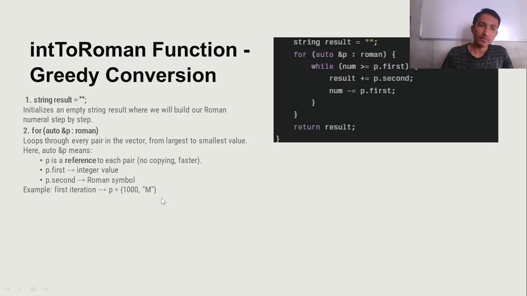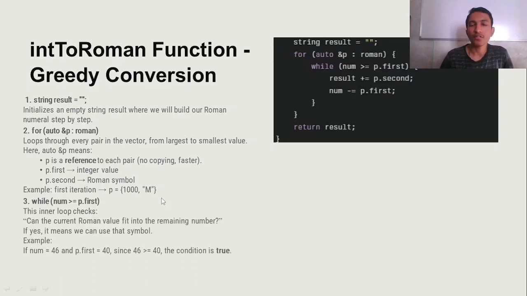Now, what is this while? What was our logic? While the number is greater than or equal to the value, we have to subtract the largest possible number from the given number. So here we are comparing: if the number is greater than or equal to our value, we will append our symbol and then subtract our value.